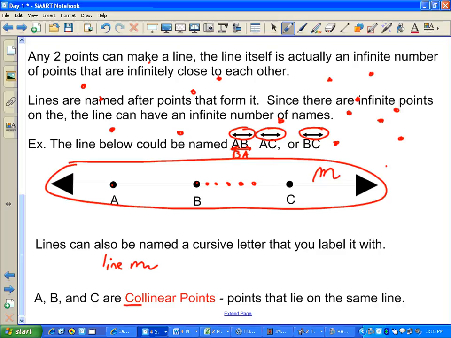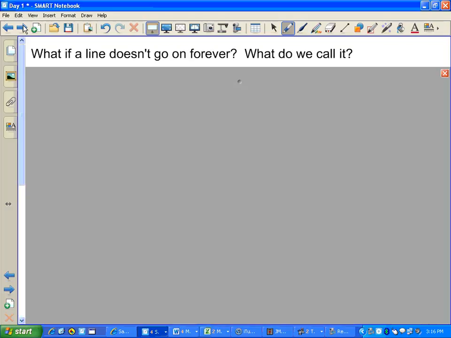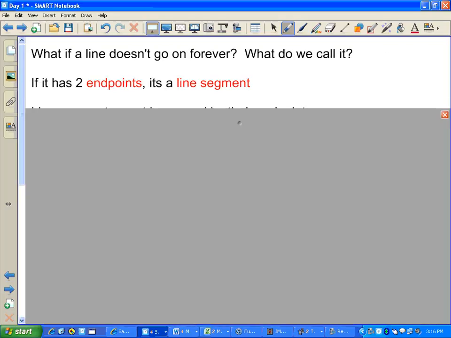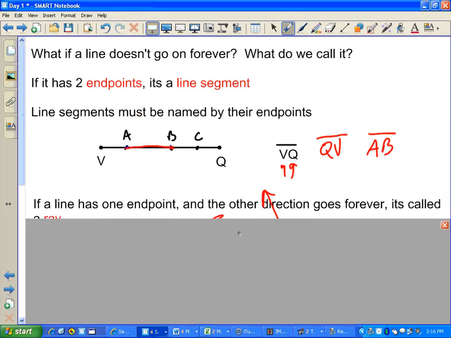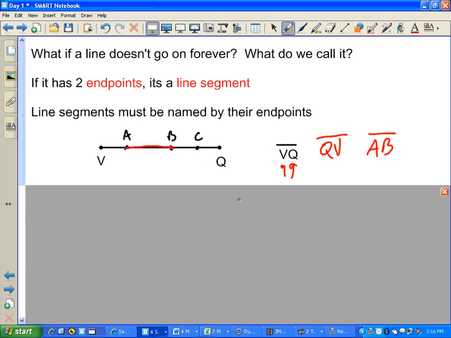Collinear points are just points that lie on the same line. If a line doesn't go on forever, so let's say it has 2 endpoints, then we call it a line segment. Line segments are named according to their endpoints.